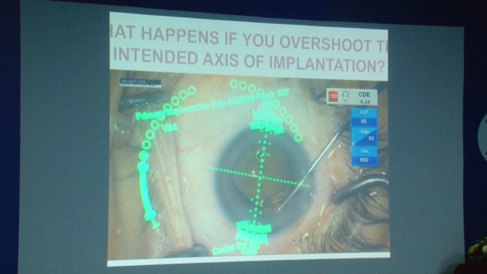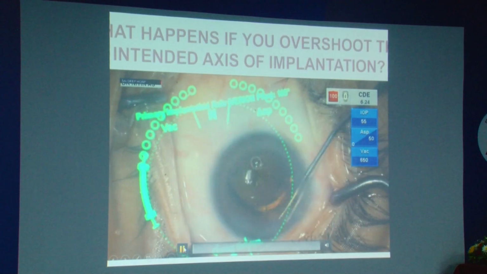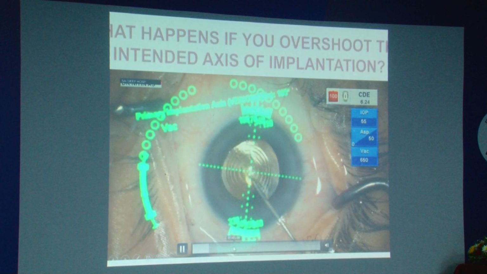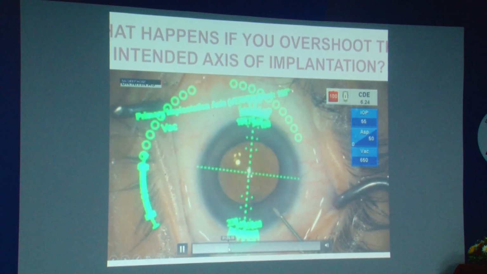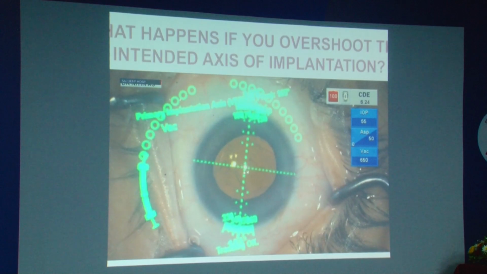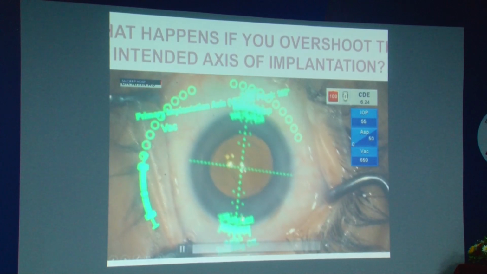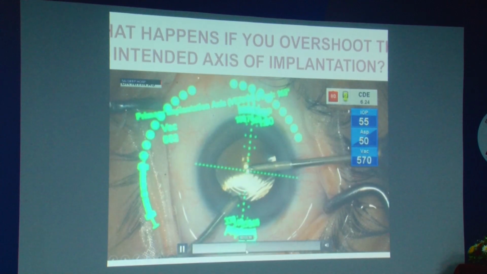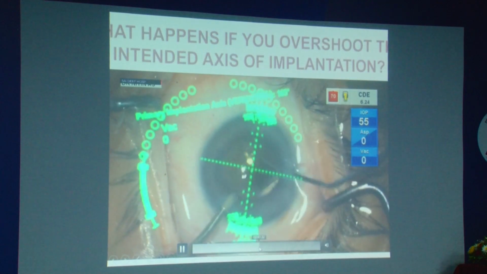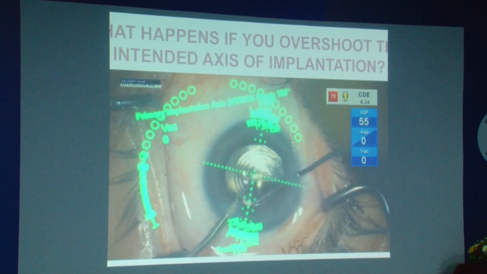So what happens if you overshoot the intended axis? It's very important that once you overshoot the intended axis, do not try to rotate this lens in the anti-clockwise direction. You need to spend time. As you can see here, we have overshot the final position, and it's important that you re-rotate the lens. You may have to spend time, you may have to do a 180 degrees rotation again, but it is always better to rotate it in the clockwise direction.